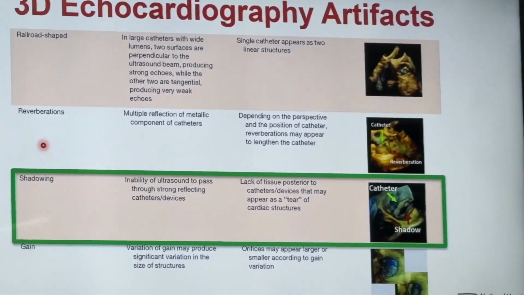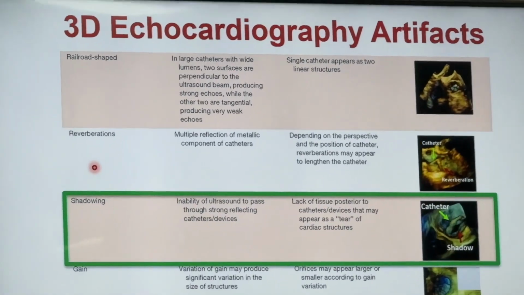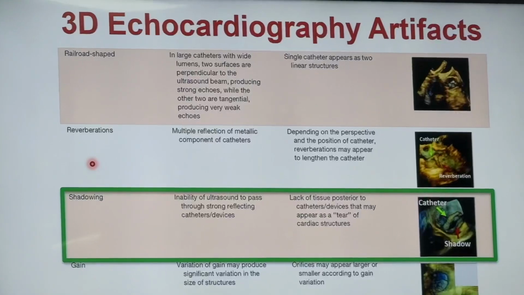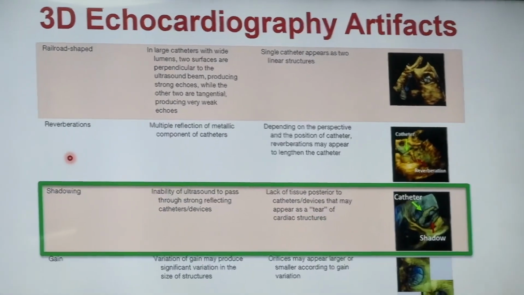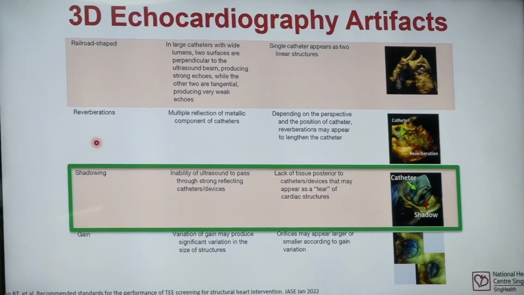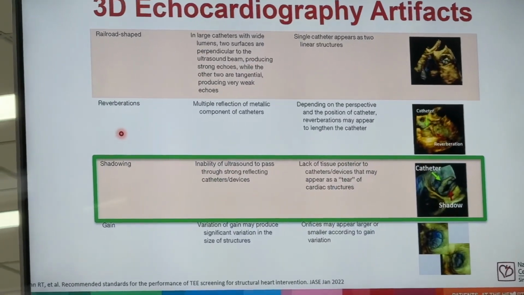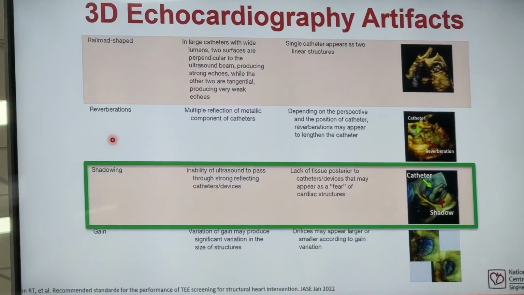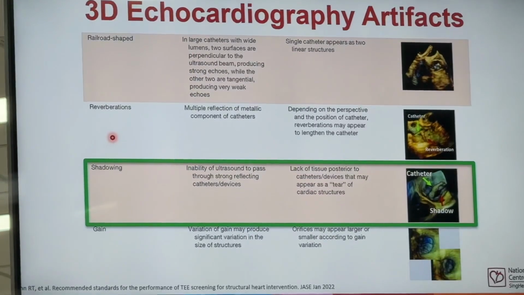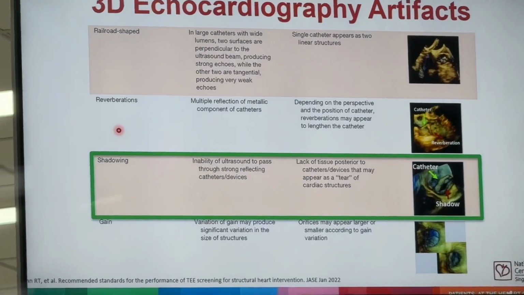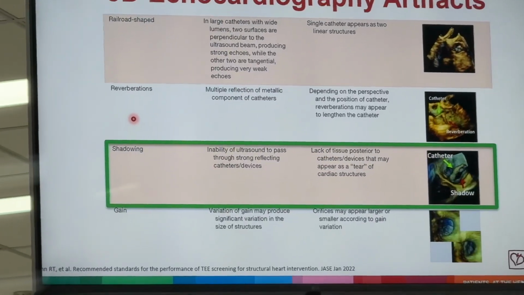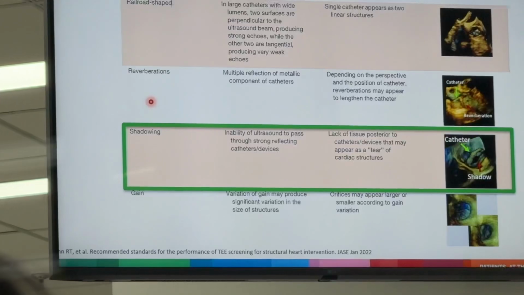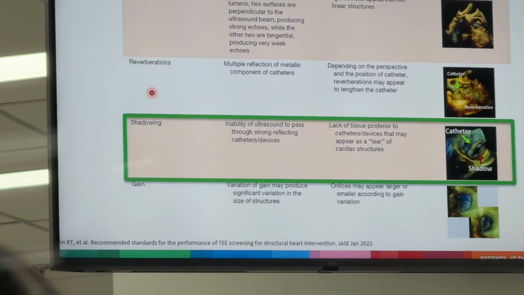The next echocardiographic artifact that is very important is actually shadowing. We also see this in the two-dimensional echocardiography, but also very important in 3D echo. So if you have some echo reflector anterior or more proximal to the probe compared to the structure that you are evaluating, then you will have what we call shadowing and limited imaging of the structure.